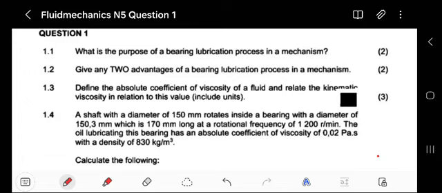Today we'll be dealing with Fluid Mechanics N5. We'll be dealing with this question 1.